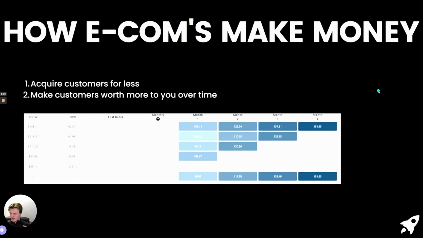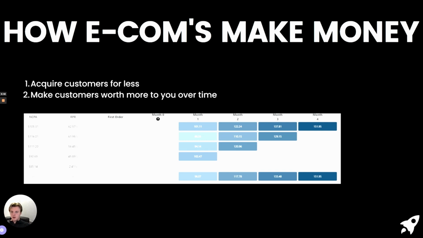So before I get into my main points, just want to reiterate, I say this all the time, there are only two ways to make more money as an e-commerce business. You're either acquiring customers for less, or you're creating post-purchase strategies, offer strategies, etc. to try and make customers worth more to you over time.